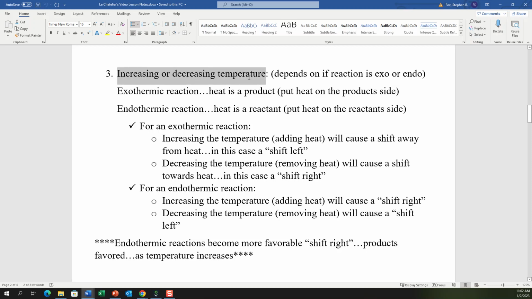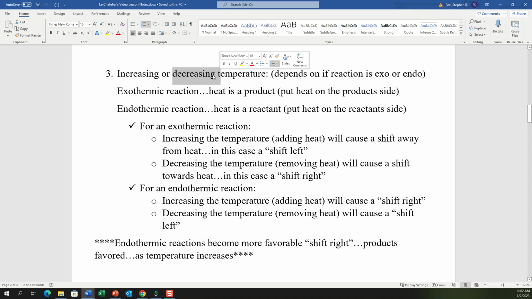The other stress, besides adding or removing something, is increasing or decreasing the temperature. But the way you should interpret that is like adding or removing. Increasing the temperature is like adding heat. So what happens if I add heat? Increasing the temperature is the same thing as adding heat, and decreasing the temperature is removing heat. Cooling something down is removing heat.